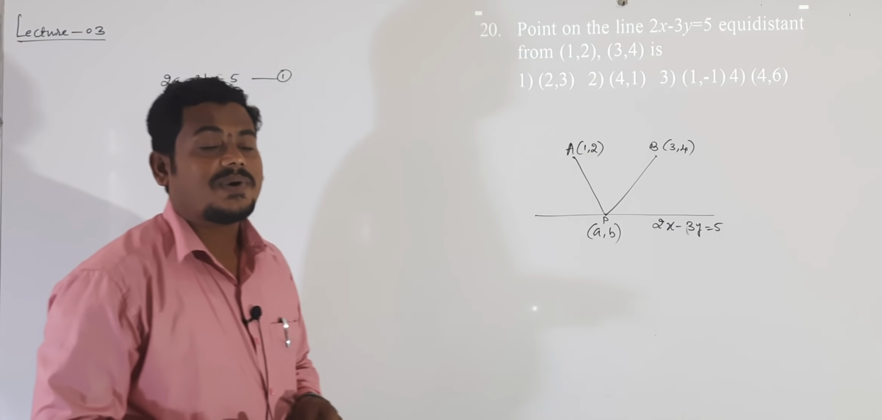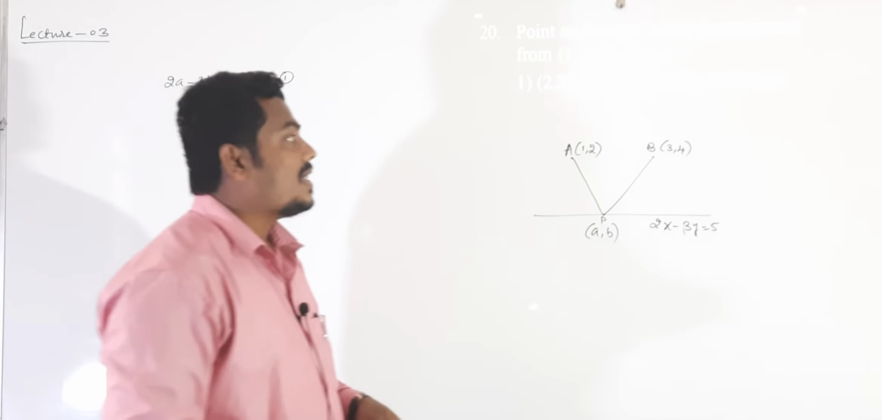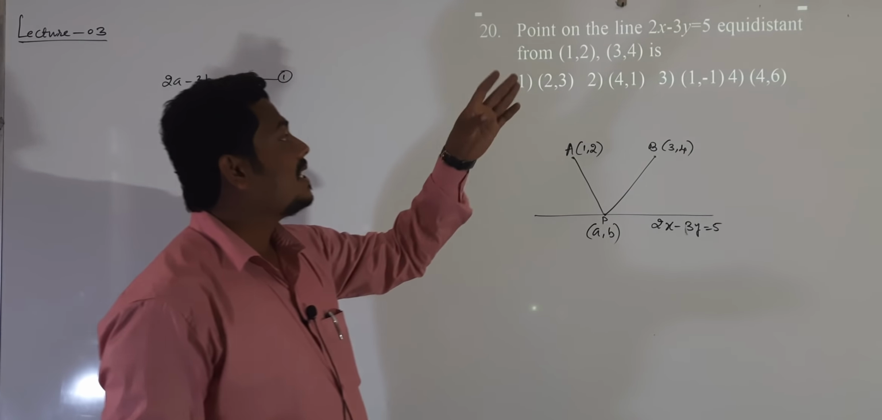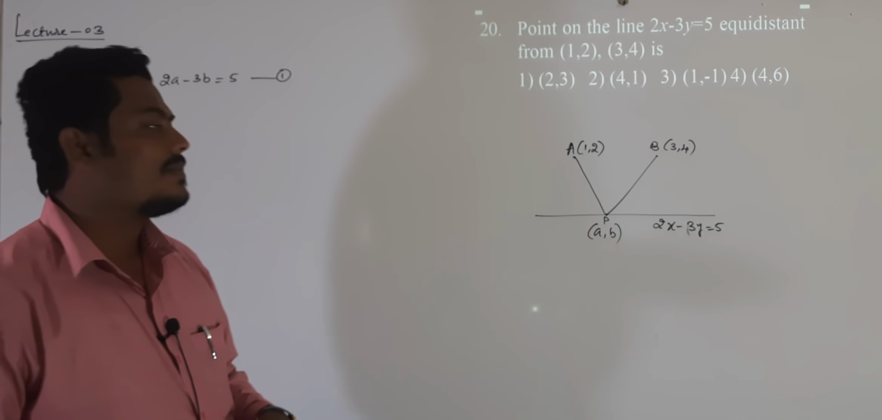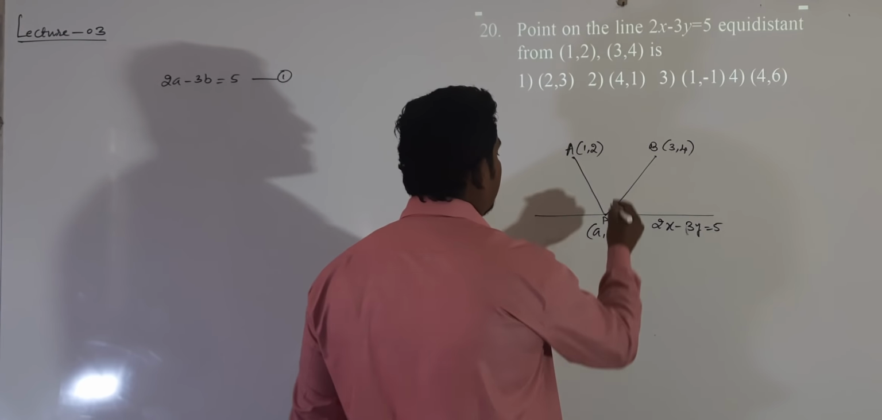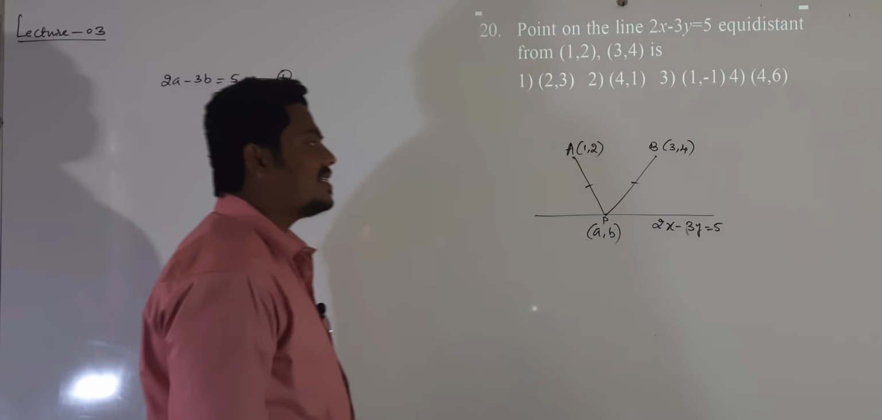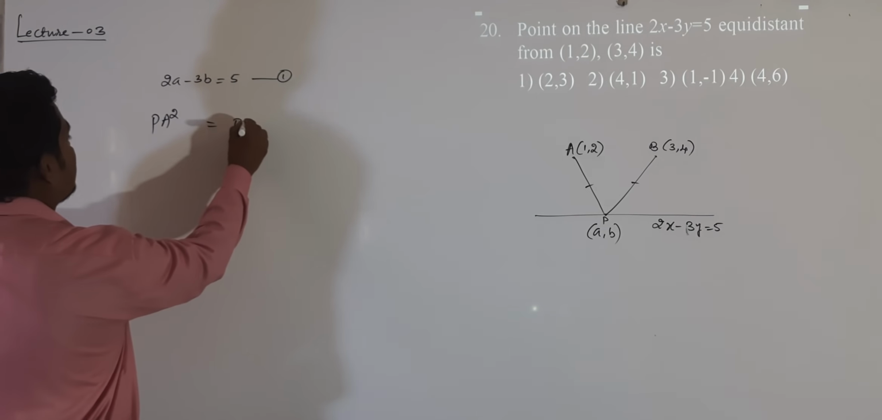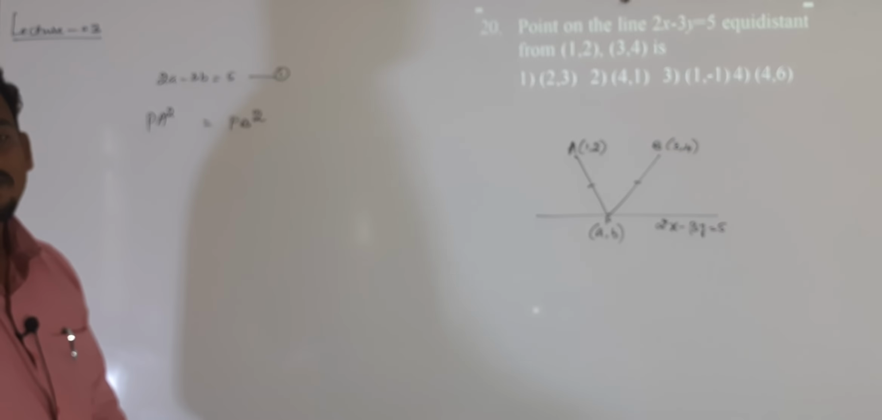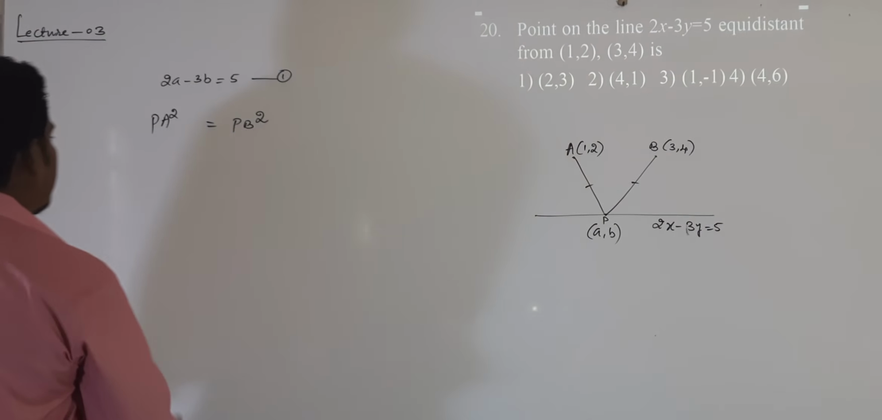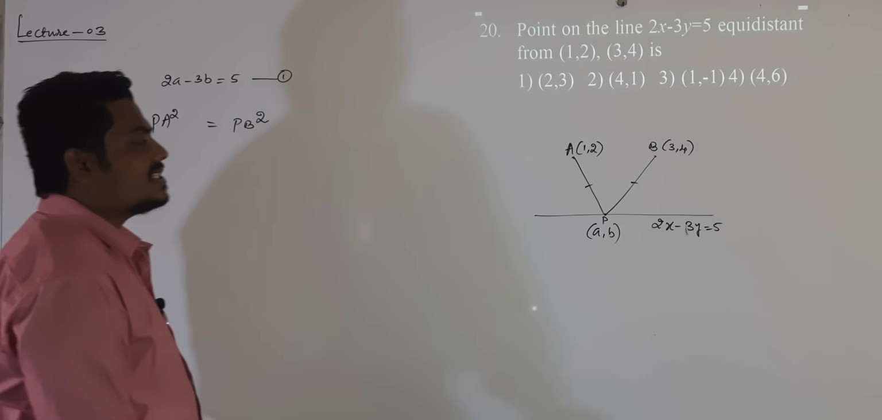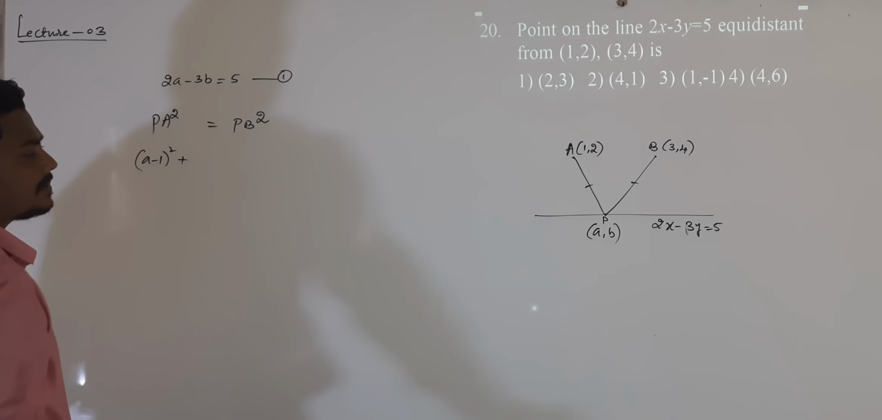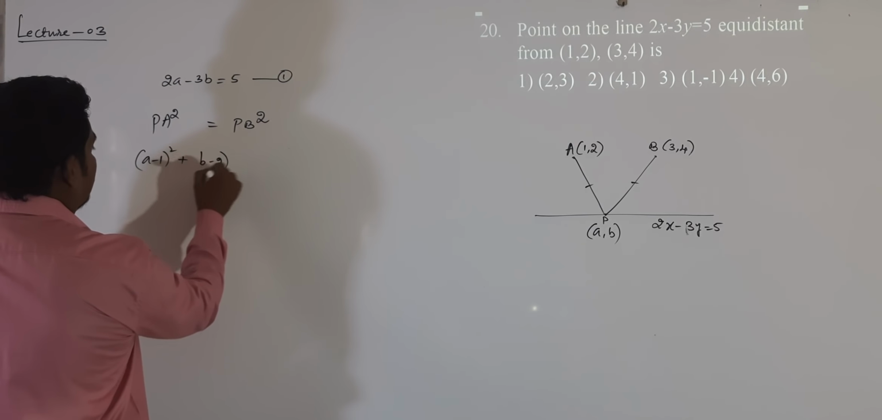And one more condition they have given, PA distance equal to PB distance. Point on the line 2x minus 3y equal to 5, equidistant from (1, 2) and (3, 4). Equidistant means equal distance. Clearly PA distance equal to PB distance they have given. From the given data, PA square is equal to PB square, or else you can take PA equal to PB. Then what is PA square? Just use the distance formula. PA square is (a minus 1) whole square plus (b minus 2) whole square.